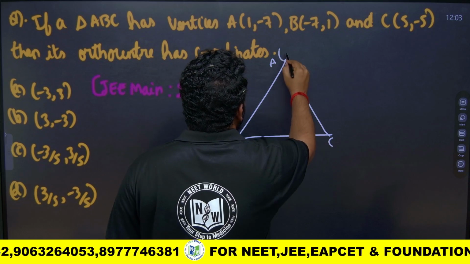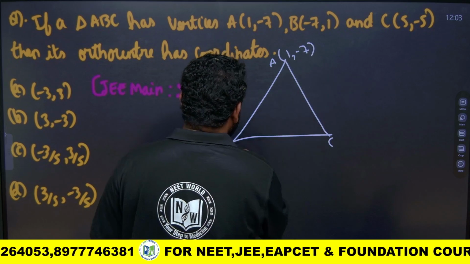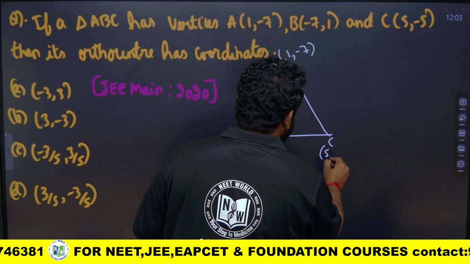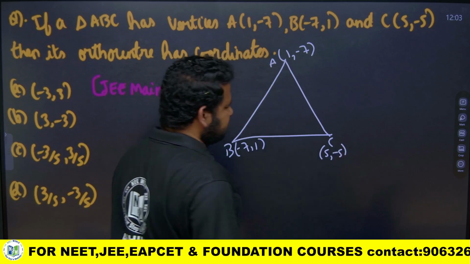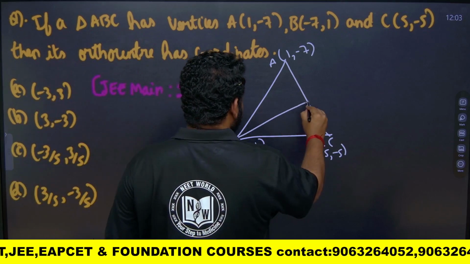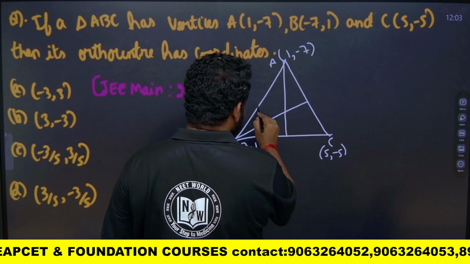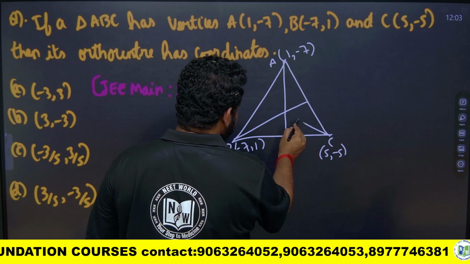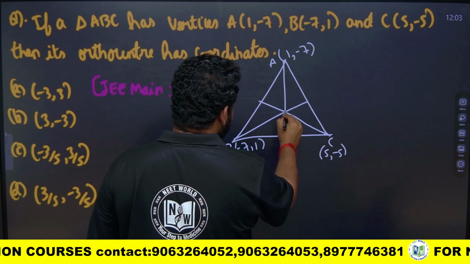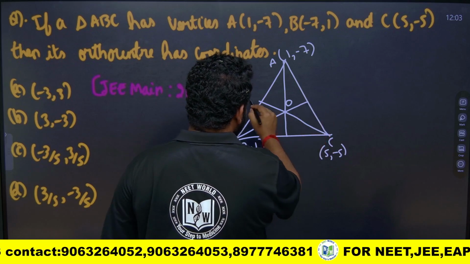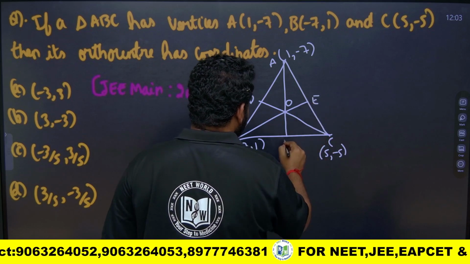A is (1, minus 7), B is (minus 7, 1), and C is (5, minus 5). Now they are asking us to find the orthocenter. This is the orthocenter O. Let the feet of the perpendiculars be D, E, and F.